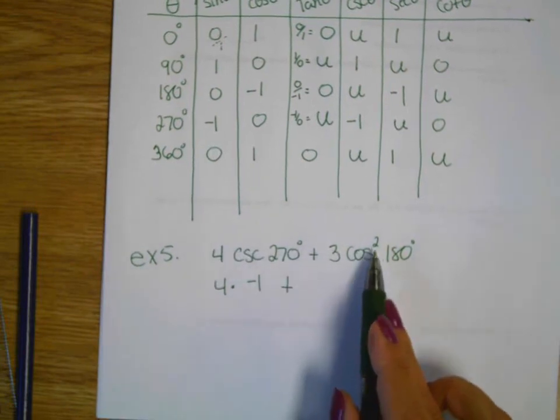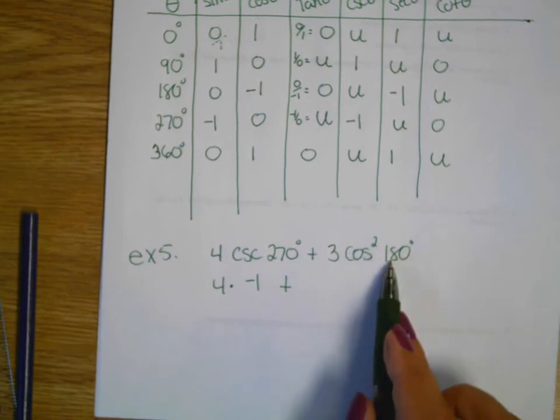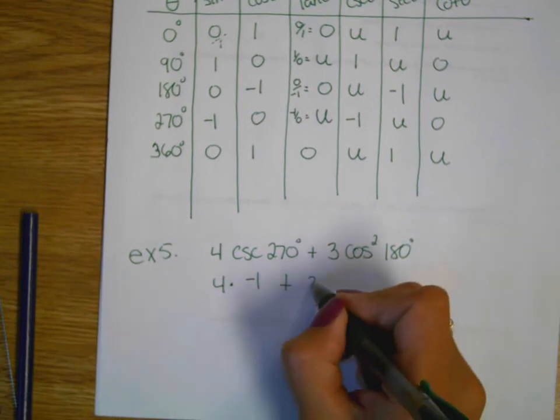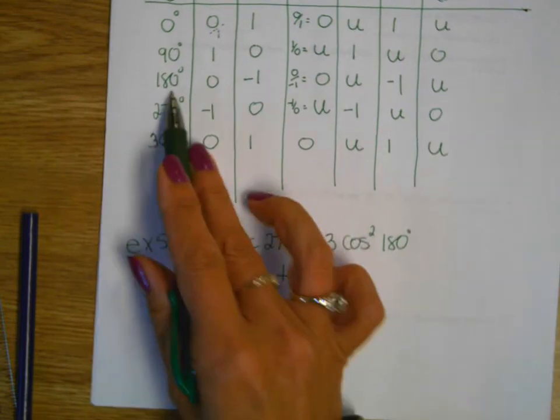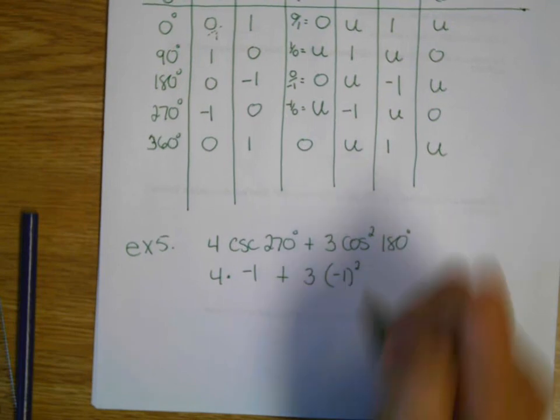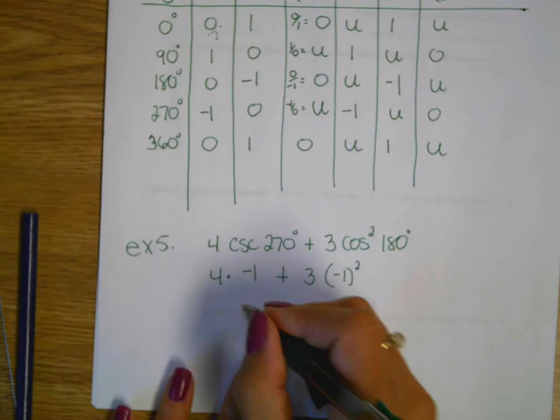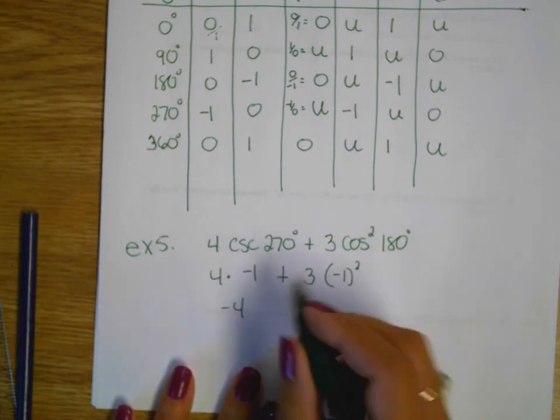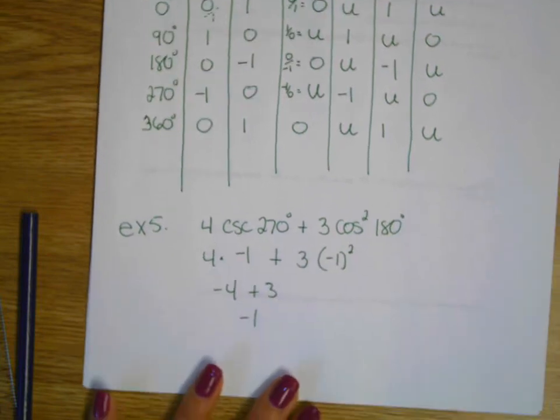This, when it's on the trig function, it's asking you to take the cosine of 180, square it, and then multiply by 3. So we're going to look up the cosine of 180, which is negative 1, and we have to square that value, and then multiply by 3. So just cranking through it now, negative 4, squaring gives us positive 1, times 3 is a 3. Final answer, negative 1.